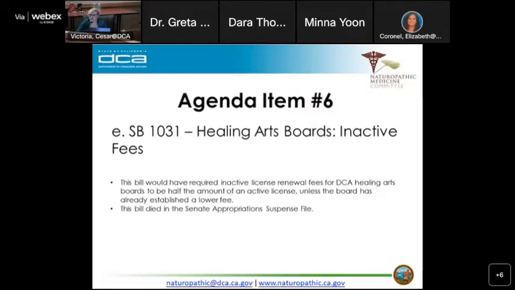Okay, moving on to SB 1031. This is another one that's dead, but it would have required renewal fees for inactive licenses to be half of the amount of an active license fee, unless a board or bureau had already established a lower fee. Next slide, please.